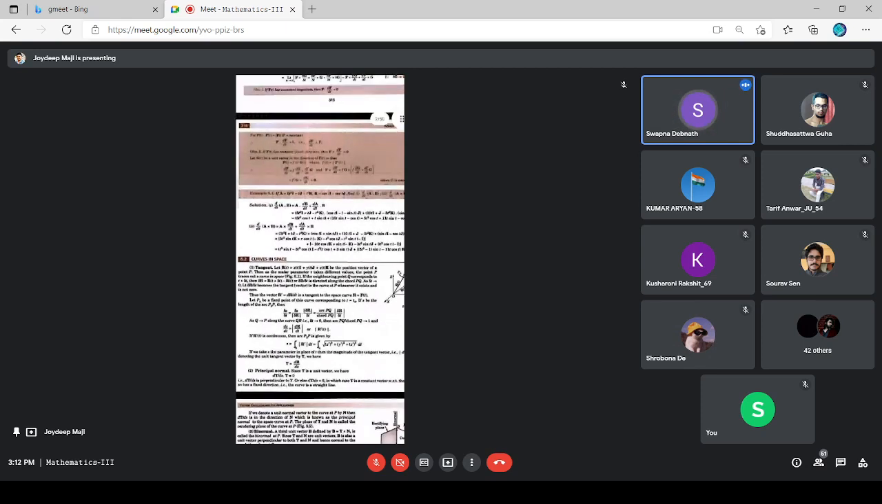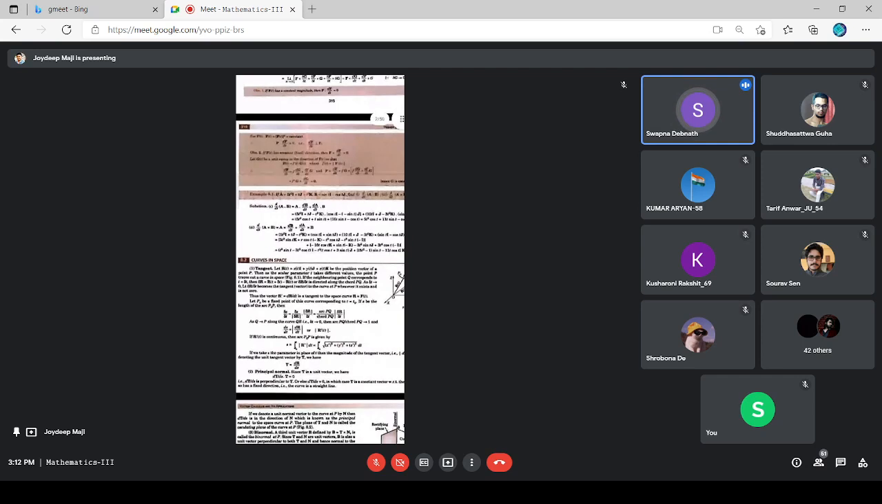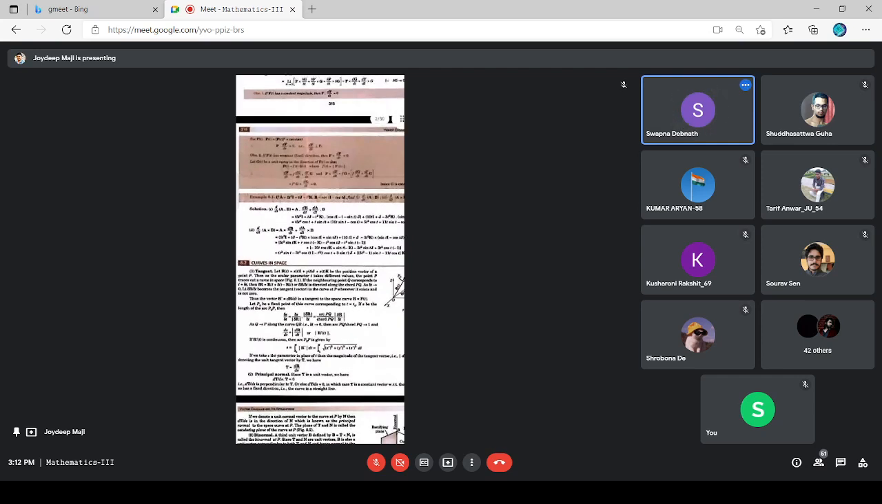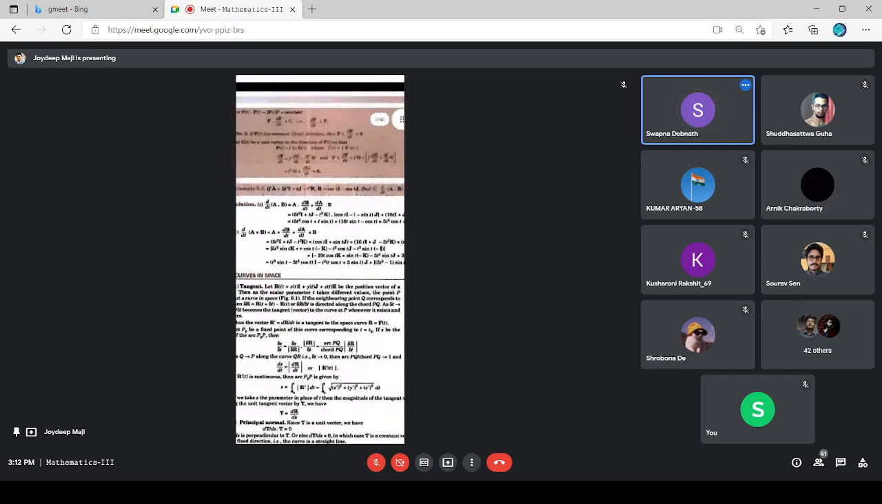Yes, ma'am. The second observation is, if f(t)... it is coming a bit hazy. Make it clear, Joydeep. Yes. See observation 2, f(t) has constant direction, then prove that f cross df/dt is equal to 0.